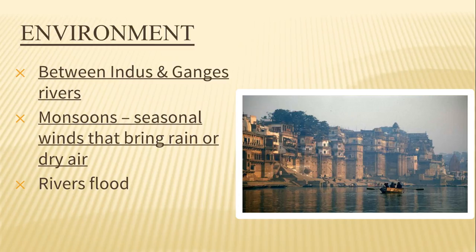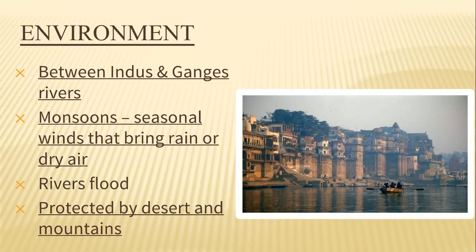The reason they knew when it was going to flood is because of the monsoons that define the environment and the climate in India. These monsoons are seasonal winds that either bring rain or dry air. So for half of the year, it's rainy in India, and the other half of the year, there is absolutely zero rain. But this is going to help them when they are planting their food.